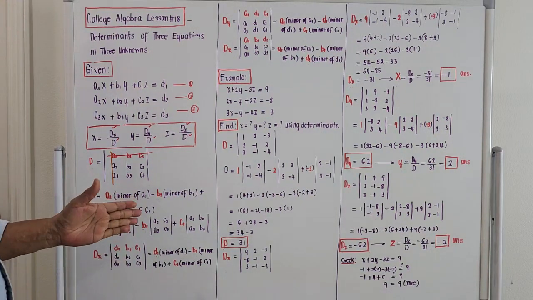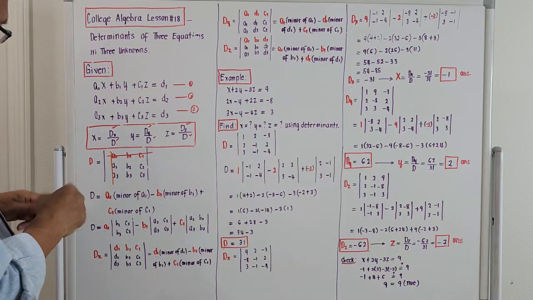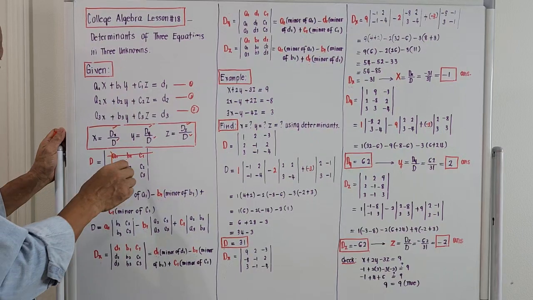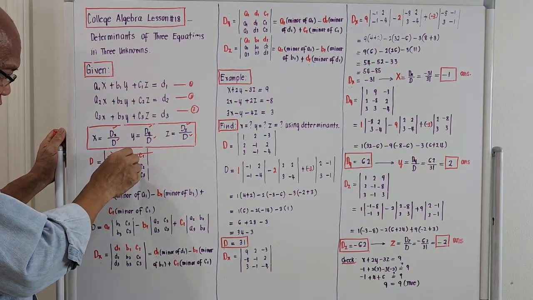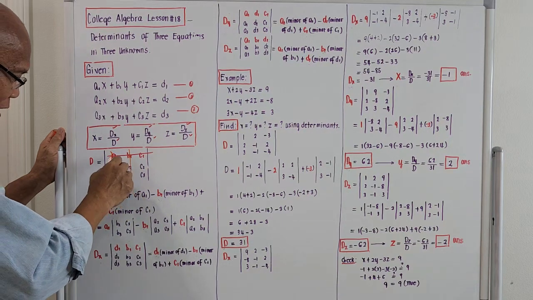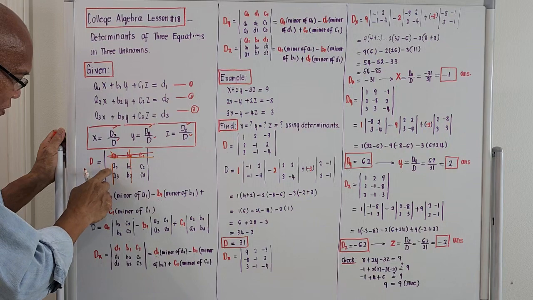Okay, what's the minor of B1? If we try to consider B1, we cross out this column here downward. Then we cross out again this one. So this was not crossed out, right?